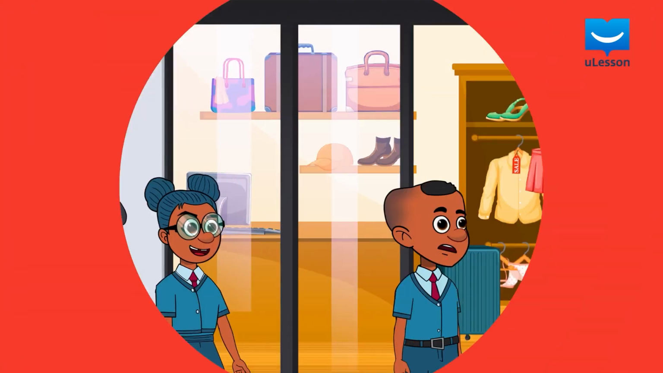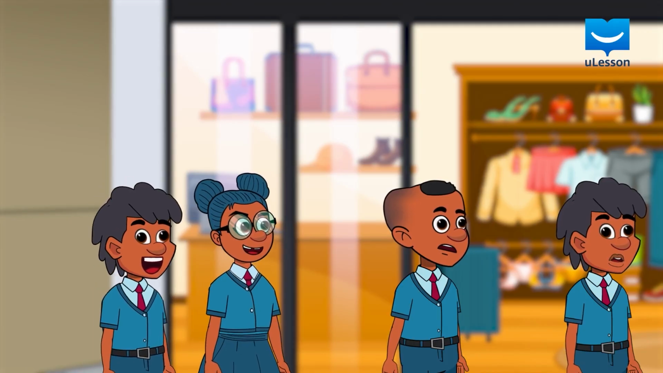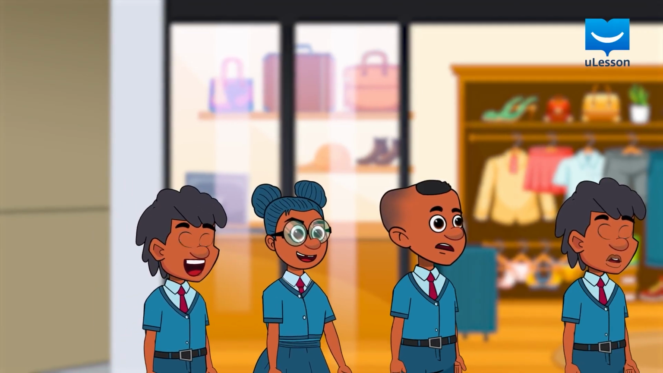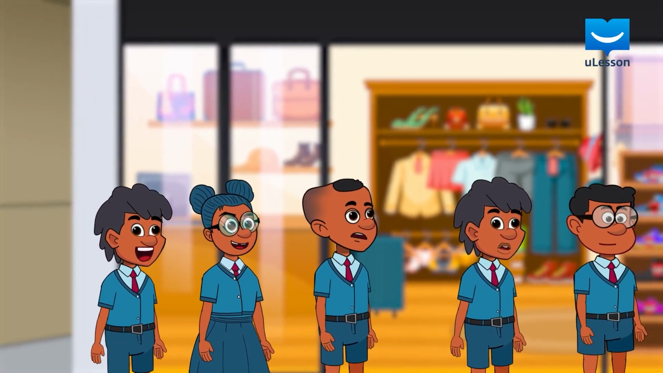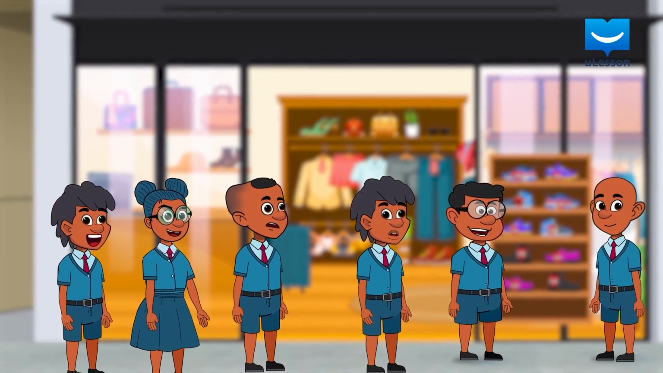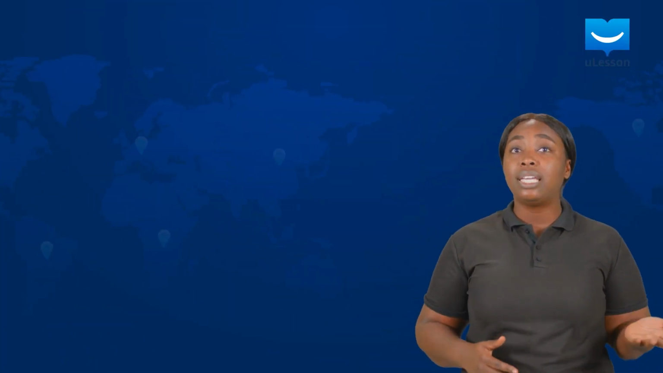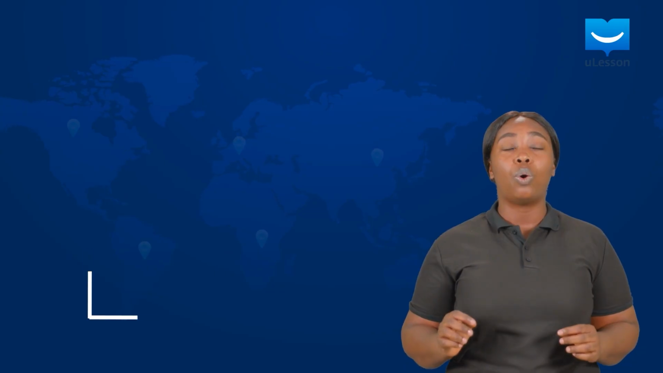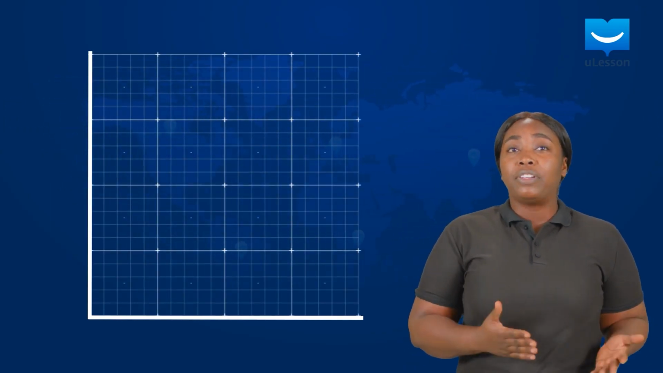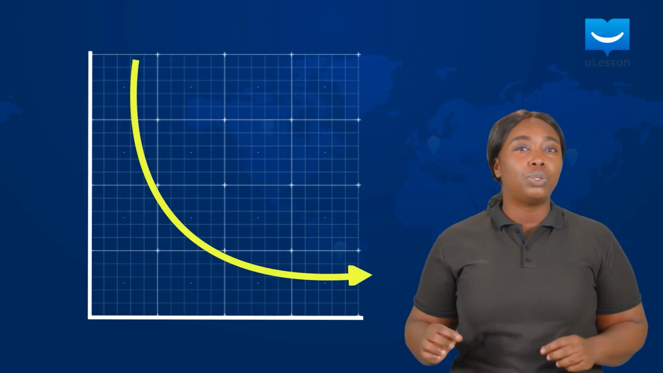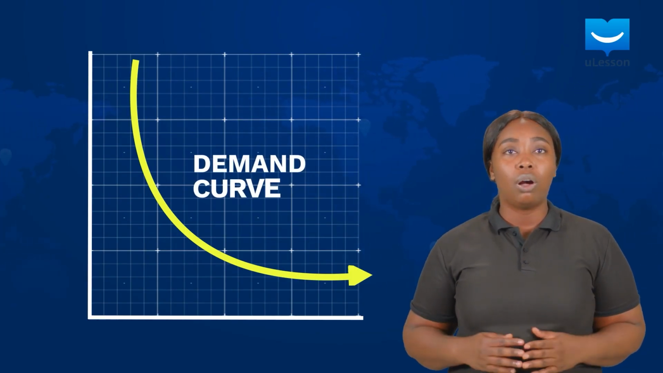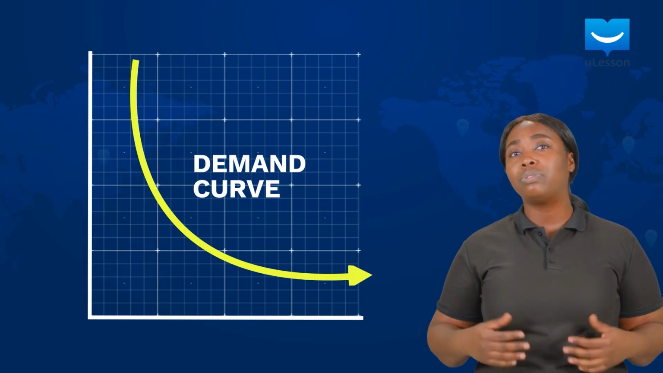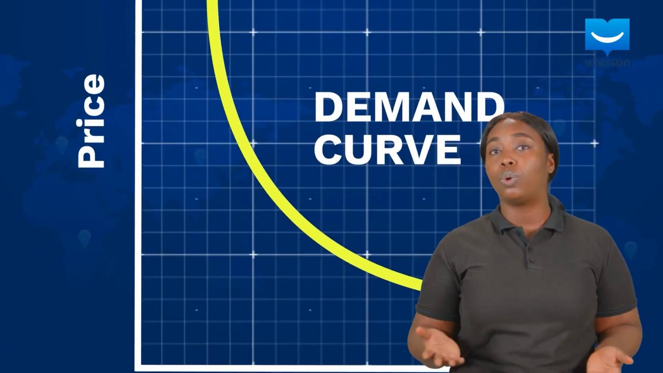quantity demanded. Now, imagine if we had more boys and girls who also want to buy shoes. That will be a lot of information to put on a table. We can easily represent all this information on a graph. A graphical representation of a demand schedule is called a demand curve. It shows the relationship between price and quantity.